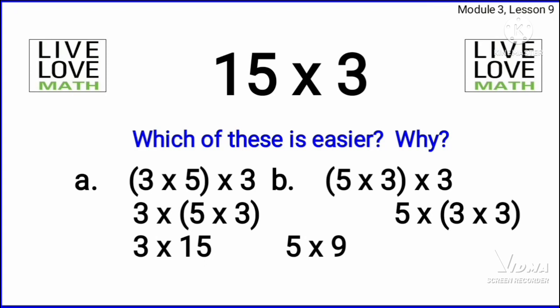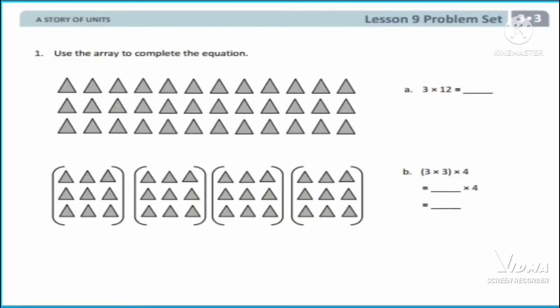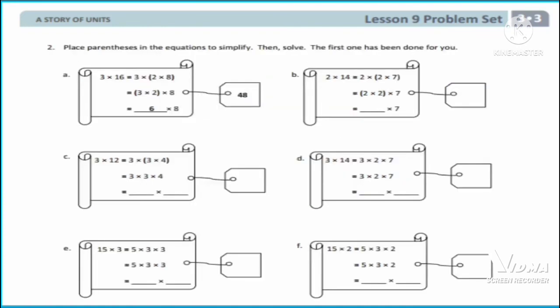So which one is easier for you? 3 times 15 or 5 times 9? I hear you say 5 times 9. I know that is the one you pick because we've done so many multiplications by 5s, and that is very easy to get, 45. Alright, so use the same procedure to solve your lesson 9 problem set.